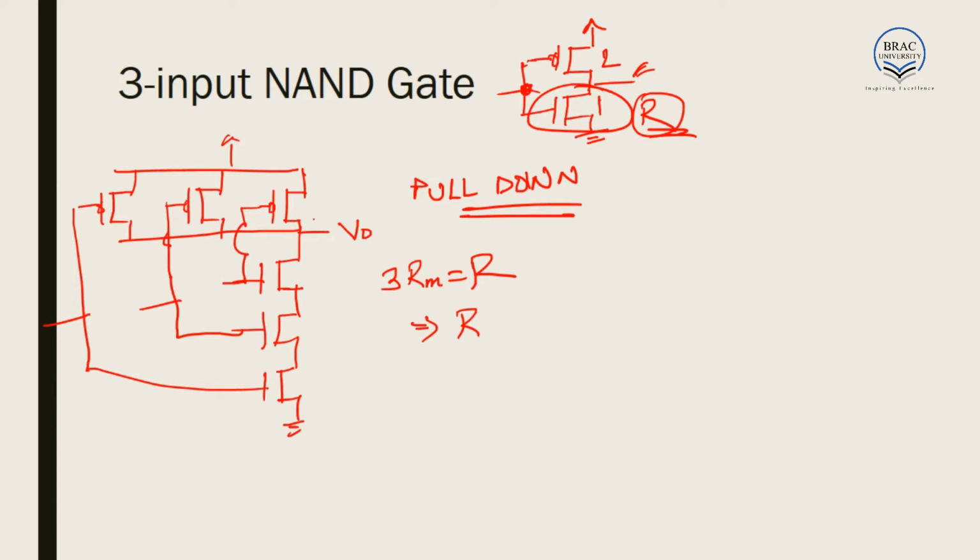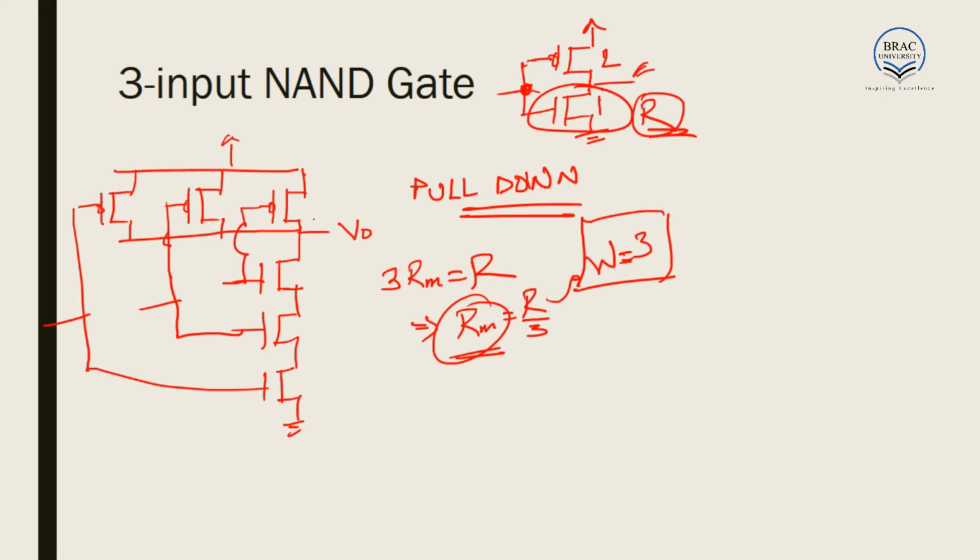If that is the case, our Rm has to be R by 3, that is, the resistance of each MOSFET has to be R by 3. If we want to make the resistance of each MOSFET 1 by 3, we have to increase the width thrice. W is equal to 3 times, because width is inversely proportional to resistance. If we increase the width thrice, the capacitance automatically increases 3 times.